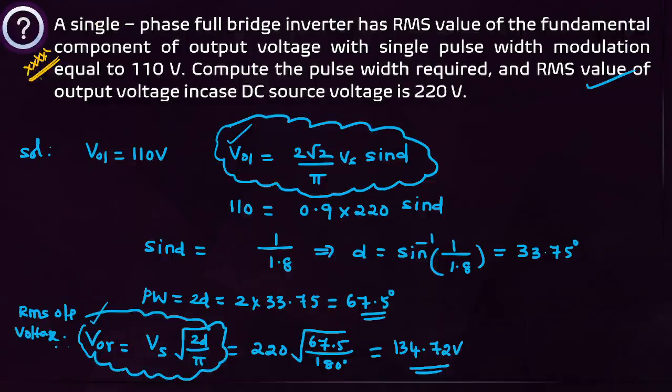Whatever models I showed. Here it is asking for the pulse width, and the RMS value of the fundamental voltage is given. The fundamental voltage given is 110. From this I calculated the D value. D is not the pulse width; 2D is the pulse width. Then what is the total RMS voltage? This is the RMS fundamental voltage, and this is the total RMS voltage, 134.72.